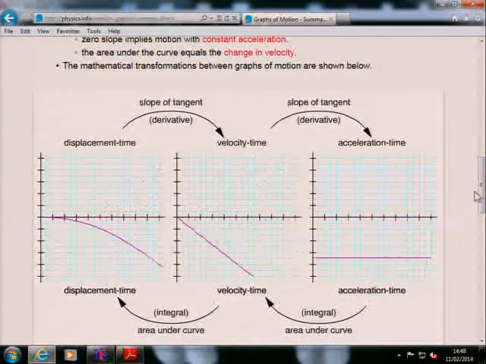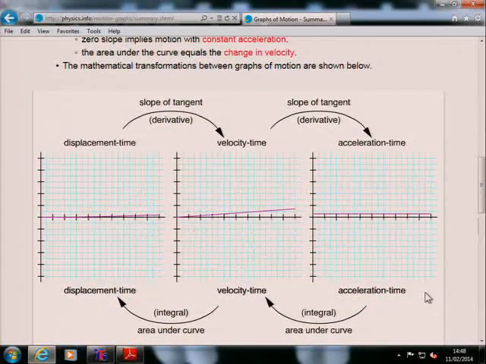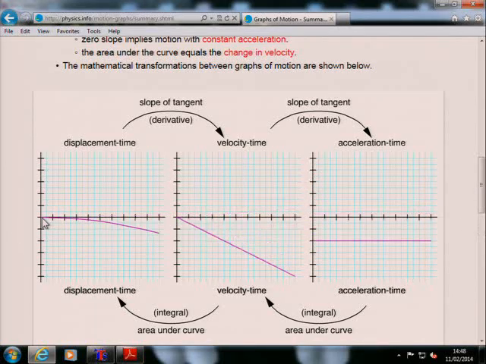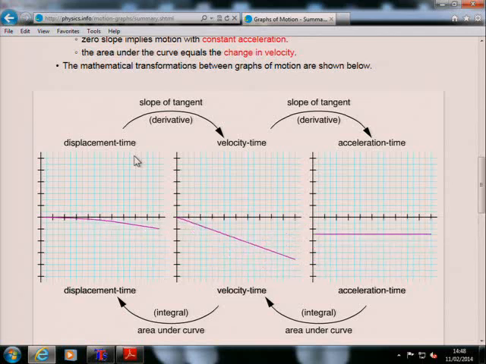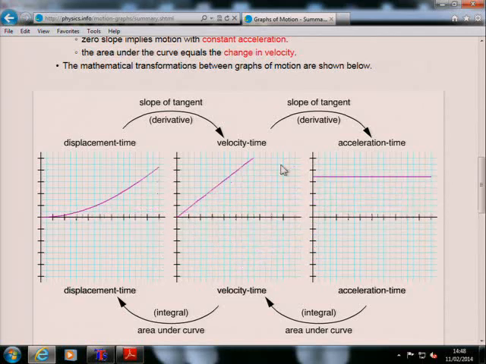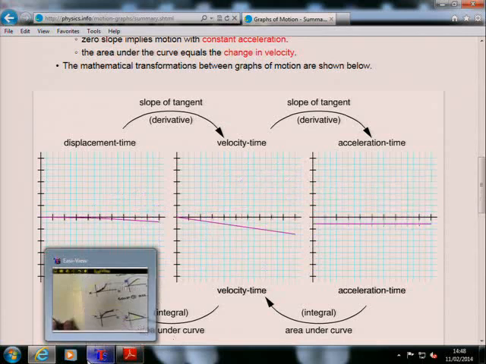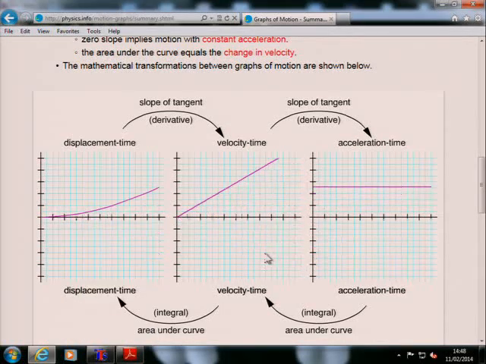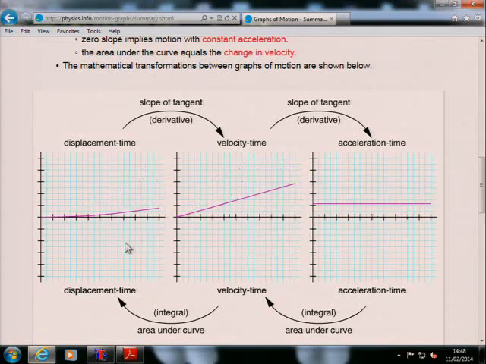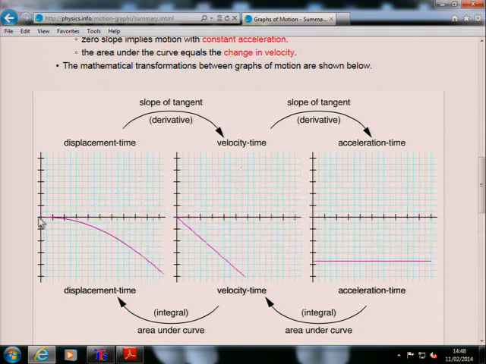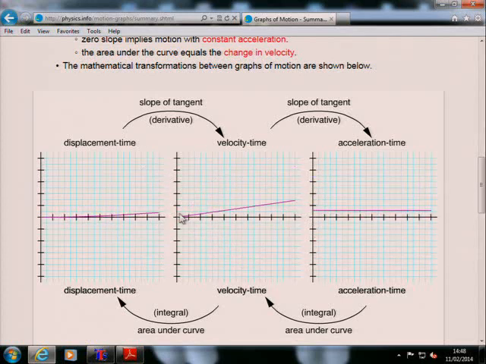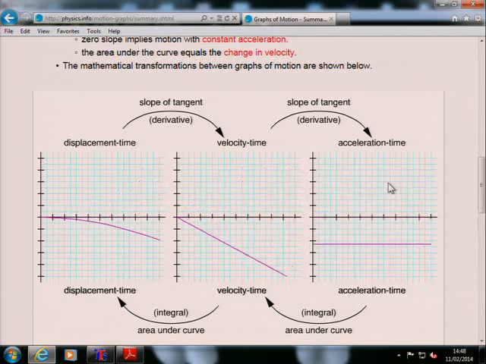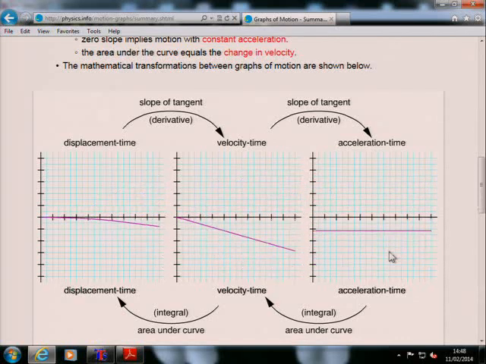You can see exactly, I know these graphs are moving fast. But you can see, watch the graph on the left-hand side. When the graph on the left-hand side is positive, then the other two are positive as well. And when the graph on the left-hand side is negative, then the other two are negative as well. And can you see in this case, my displacement is always curved, my velocity gives me a straight line, and my acceleration just gives me a line parallel to the x-axis.